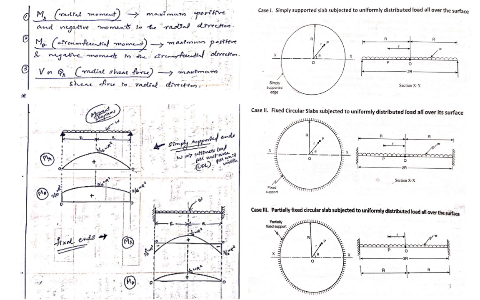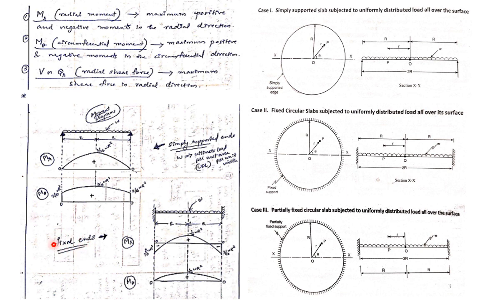If you are observing, you can see MR will be varying like this, with the maximum value 3/16 WR square. R is the radius of the circular slab. And M theta will be varying like this. At the ends, it is having a value 2/16 WR square. And at the center, it is having a higher value.